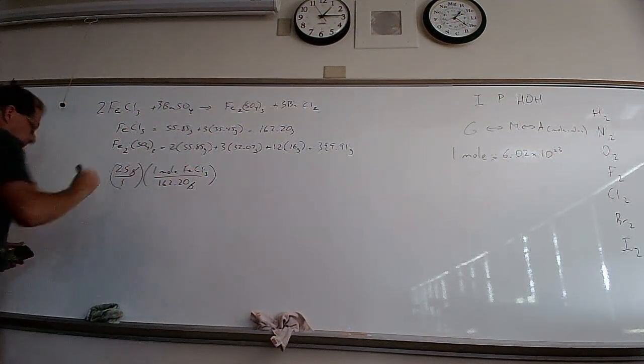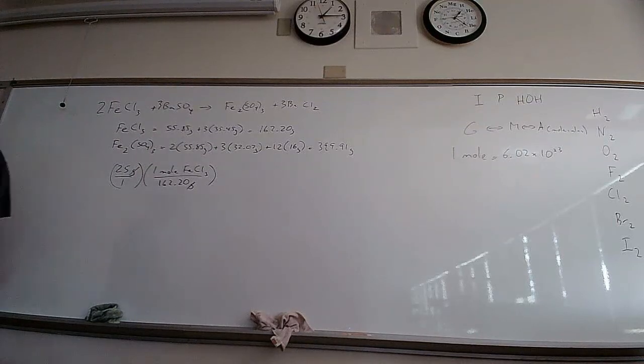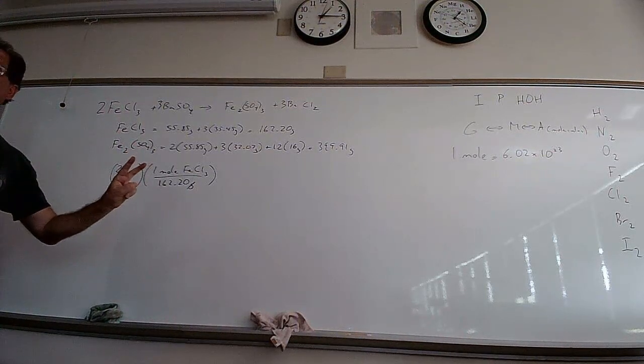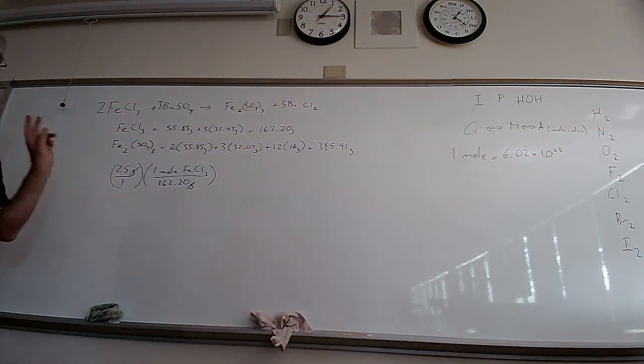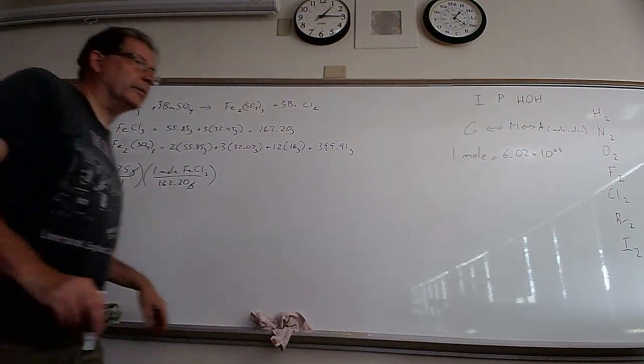Okay, now there's 3 steps to this. I just did the first step. The first step is to convert the given mass to moles, which I did. Then I'm going to apply the mole ratio. And third, I'm going to convert the moles to mass.